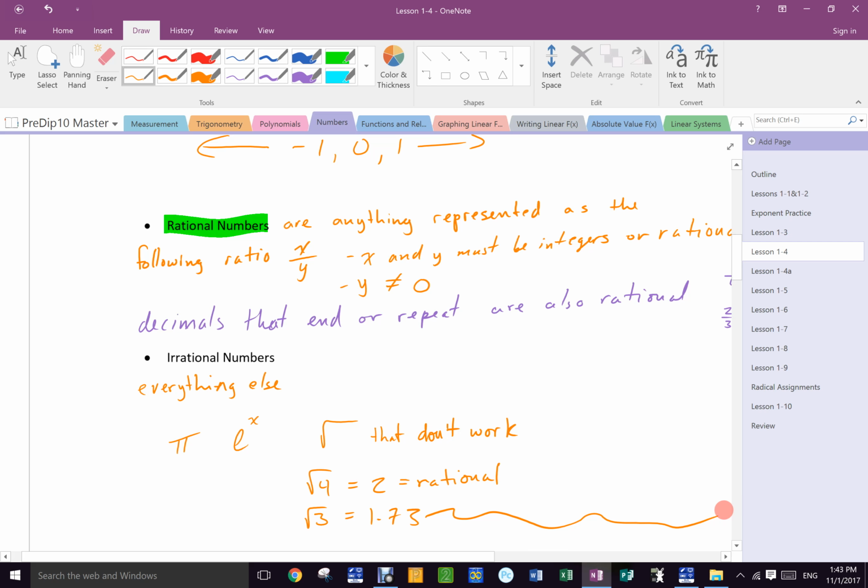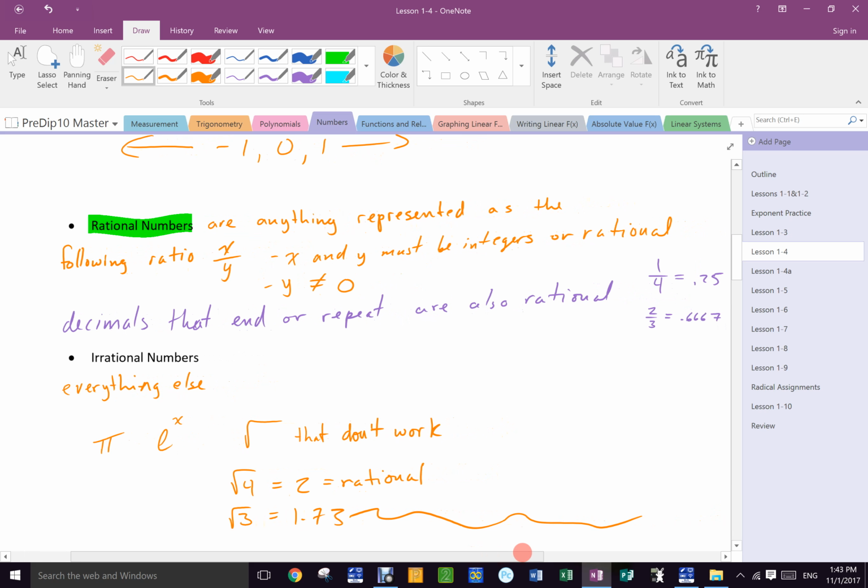Everybody cool? Now, sometimes where we get into trouble with this is something like this. The square root of 2.25. Most of you will say, oh, that can't be rational. It's a square root of a decimal. It doesn't work. But it's 1.5. It does work. It's a decimal that ends. Everybody cool?